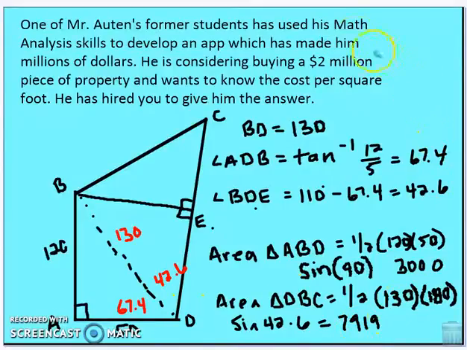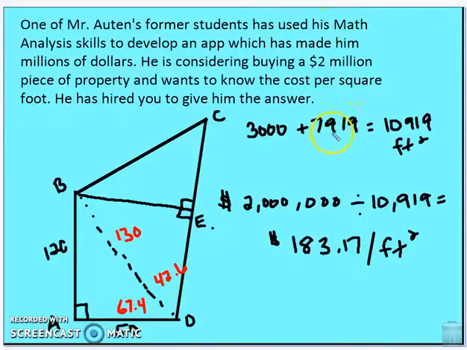All right, so moving forward, we're going to add 3,000 plus 7,919. We get 10,919 square feet. We're going to divide that into $2 million, and we end up with $183.17 per square foot, and that's the cost that we are getting for my former student.